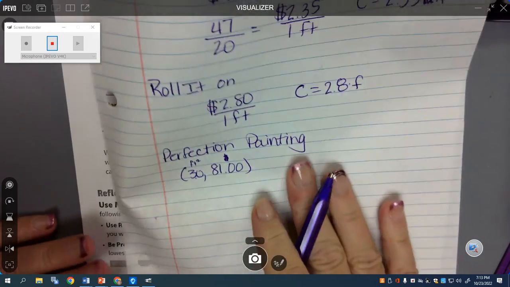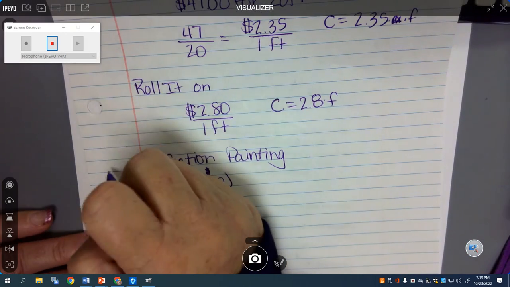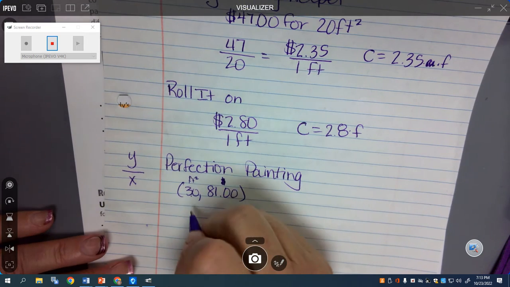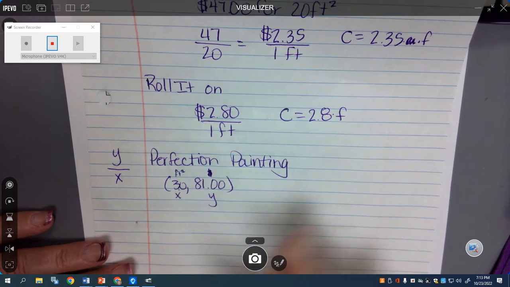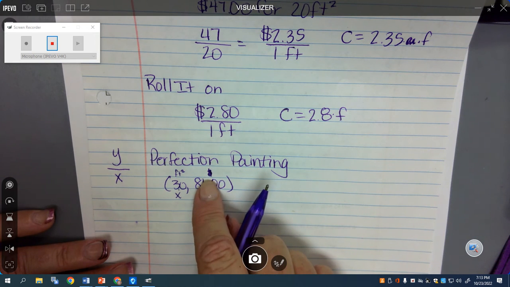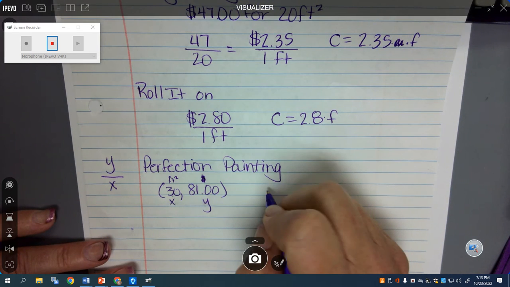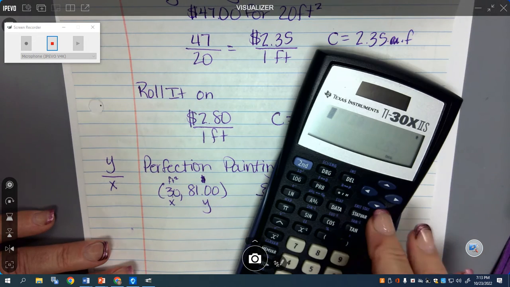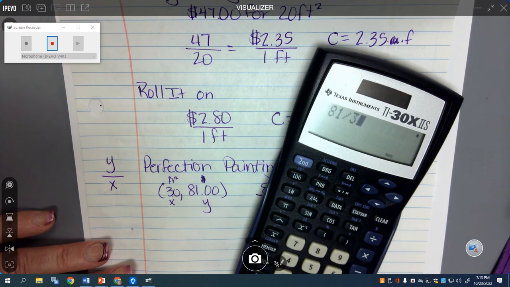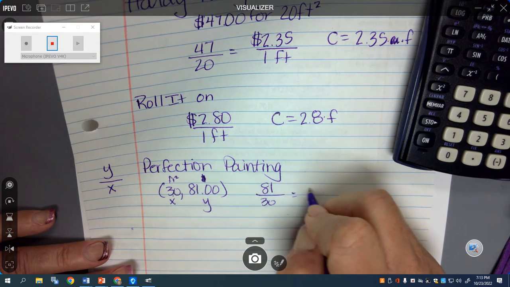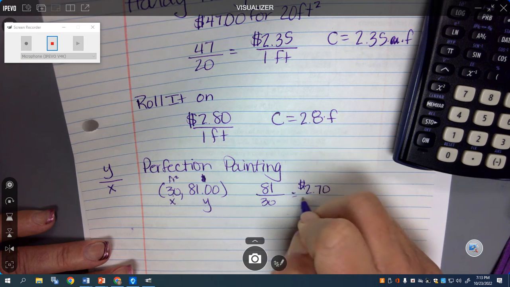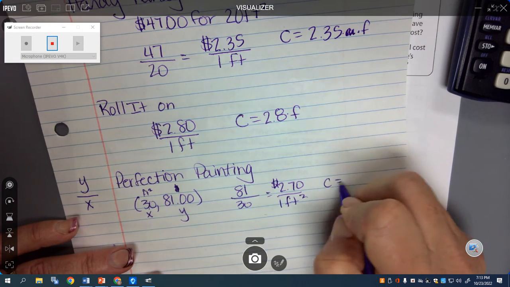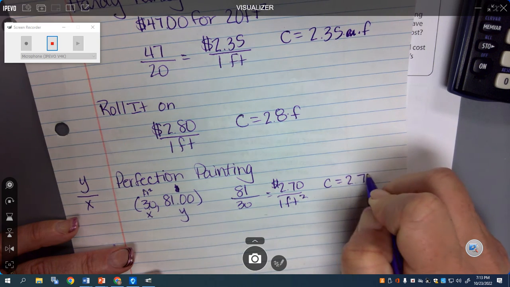But to find the unit rate, it's always the y value divided by the x value. So this is your x value, this is your y value. Or, like we said, this is the money over feet squared. So we're just going to go 81 divided by 30, and it comes out to be $2.70 per 1 square foot. So my equation is cost equals 2.7 F.